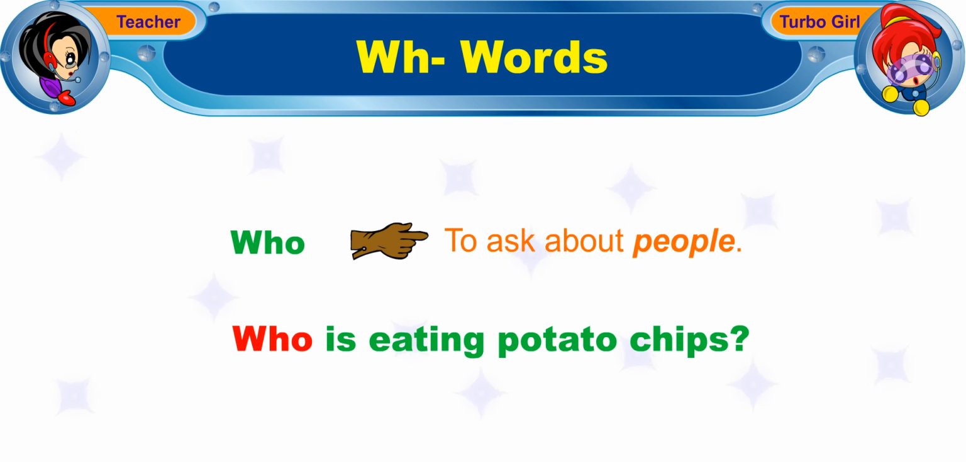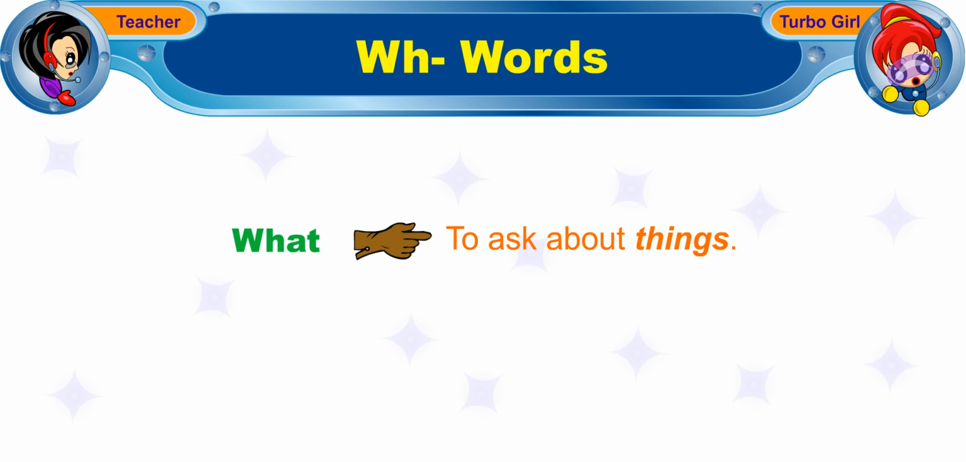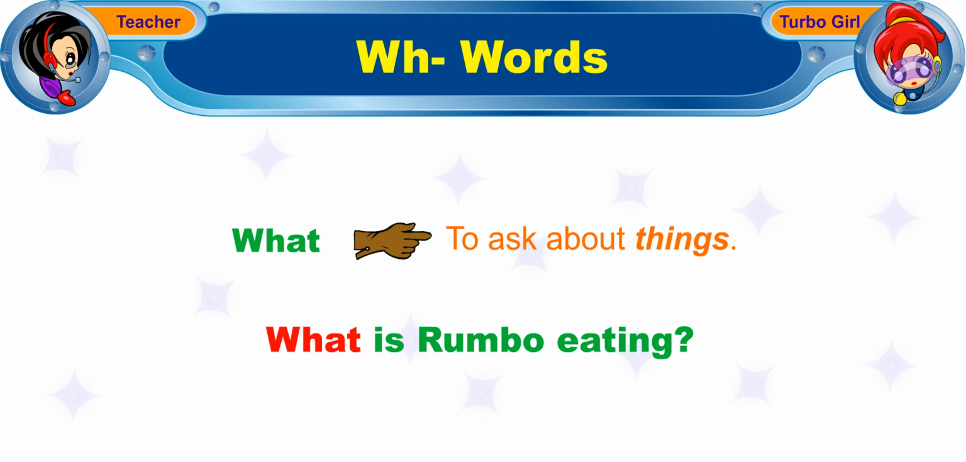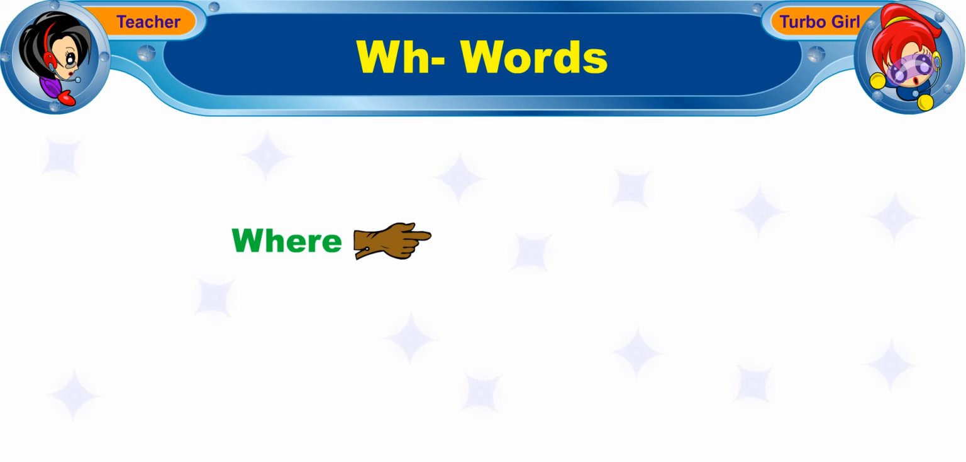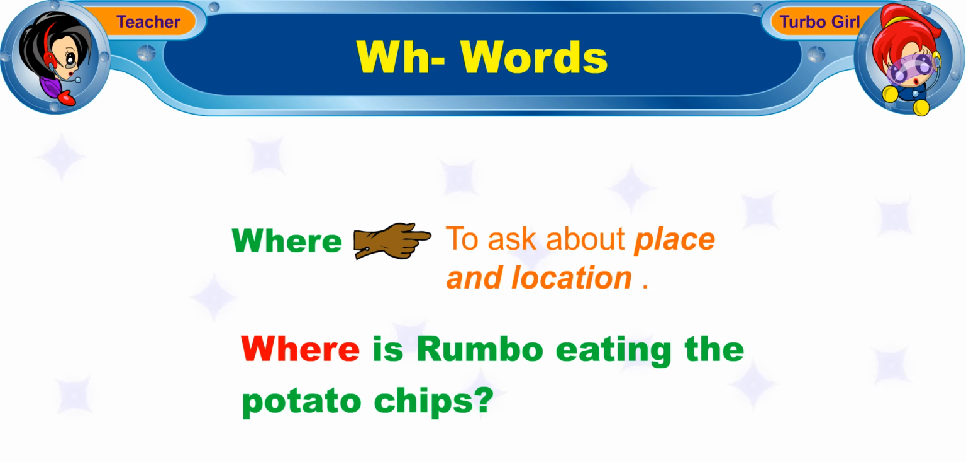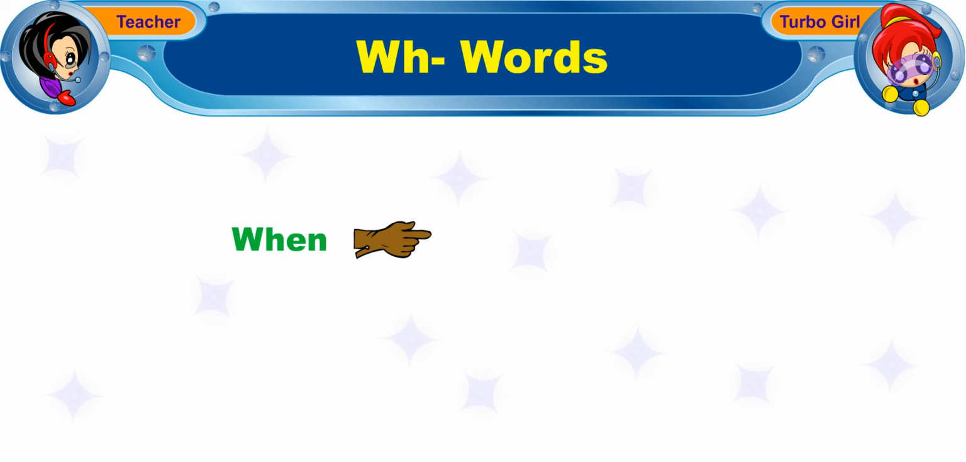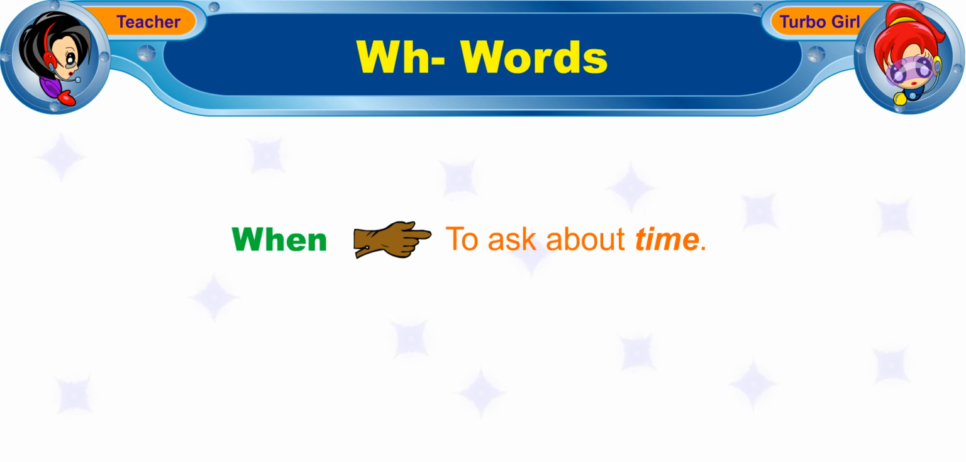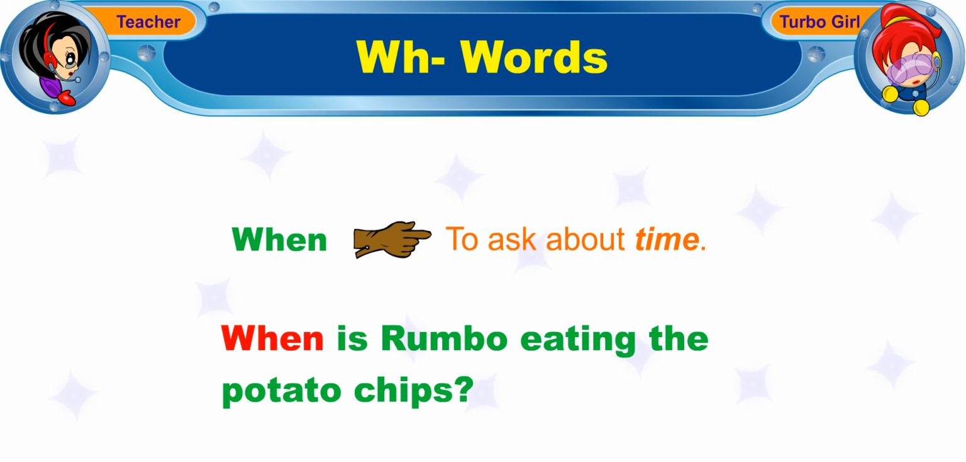We usually use what to ask about things. For example, what is Rambo eating? We usually use where to ask about place and location. For example, where is Rambo eating the potato chips? And finally, we usually use when to ask about the time. For example, when is Rambo eating the potato chips?